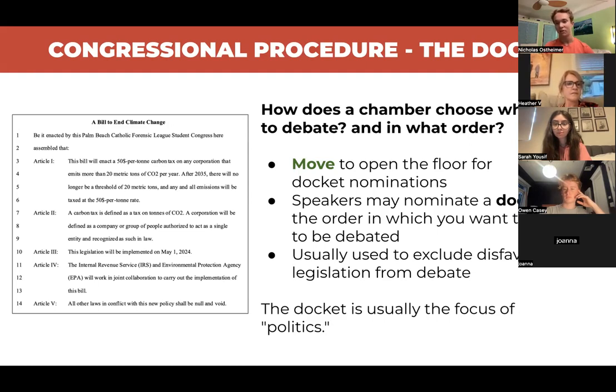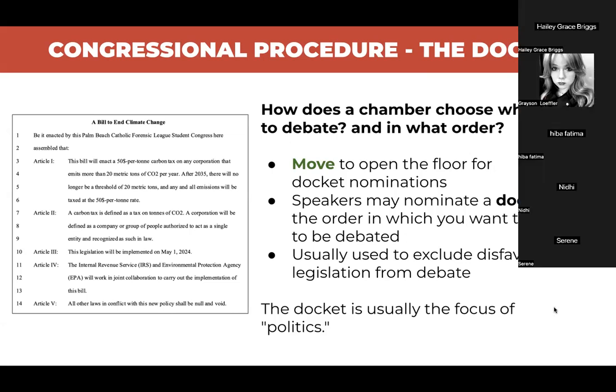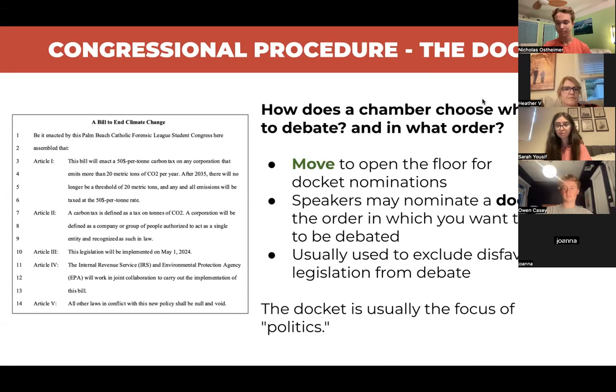So if I, as Senator Ostheimer, say, hey, we're going to debate a bill to end climate change and a bill to recognize Taiwan as an independent nation, that means we may exclude the other 2 bills from discussion, which is often a subject of disagreement for the round, because people will disagree on what we should debate and what we shouldn't debate. Any questions on that? Okay, fantastic.